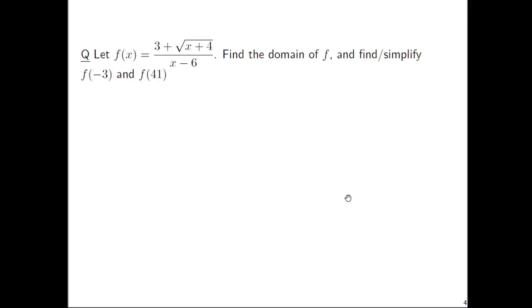Let f of x equal 3 plus root x plus 4, all over x minus 6. Let's find the domain of this function f. Then find and simplify f of negative 3 and f of 41.